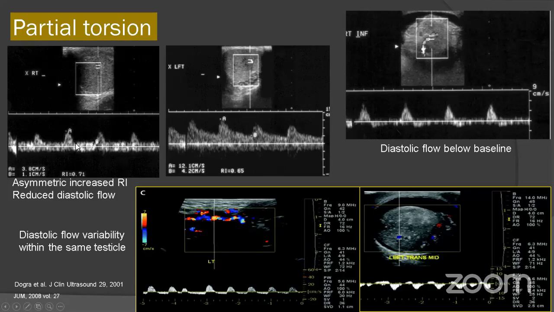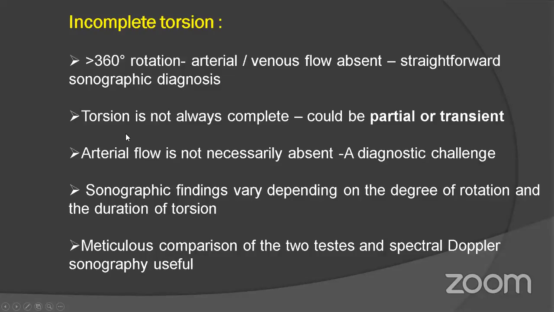This can be quite challenging, and torsion is not an all or none phenomenon. You could look at the resistive index. It could be asymmetric, increased on the side of torsion compared to the other side. The diastolic flow is reduced on the side of partial torsion. You may see diastolic flow below the baseline, or there could be variability in the diastolic flow within the same testicle. So it's just a point to remember that it's not always complete.